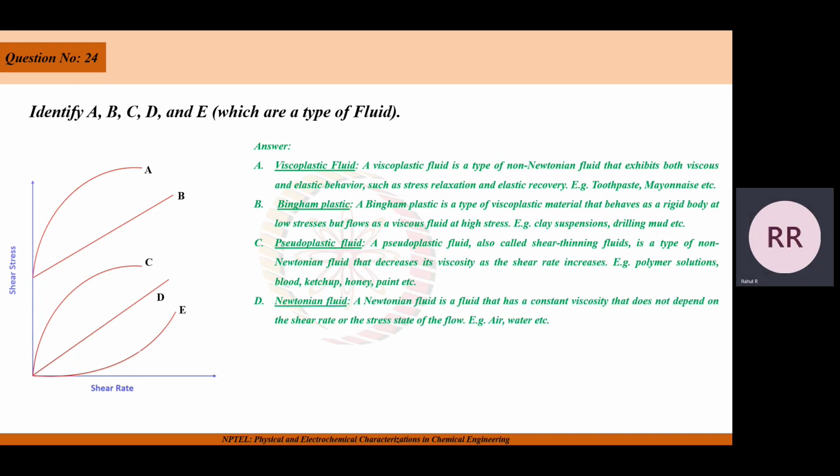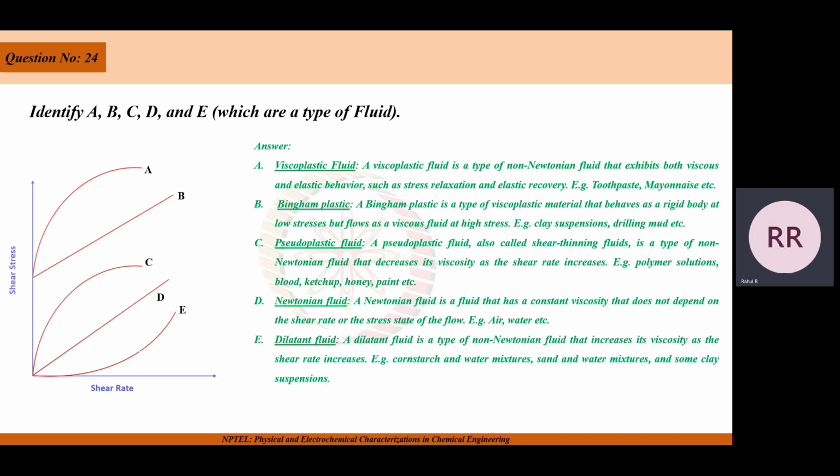Okay, now let's move on to the next graph, which is represented by D, where the shear stress is proportional to the shear rate, and it becomes zero at zero shear rate. This is an example of a Newtonian fluid, and commonly known things such as air and water are examples of Newtonian fluid. And the last is the dilatant fluid. The dilatant fluid is a non-Newtonian fluid that increases its viscosity as the shear rate increases. When the shear rate increases, the shear stress also increases drastically, which means that the viscosity increases when we increase the shear rate. Examples are cornstarch and water mixtures, sand and water mixtures, and some clay suspensions.